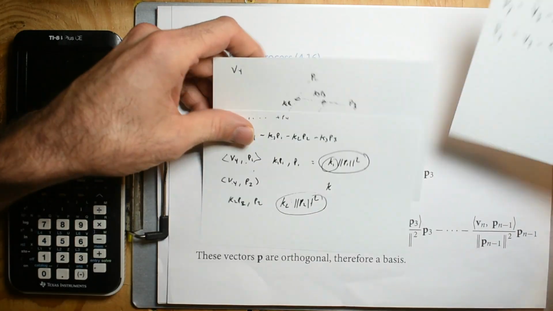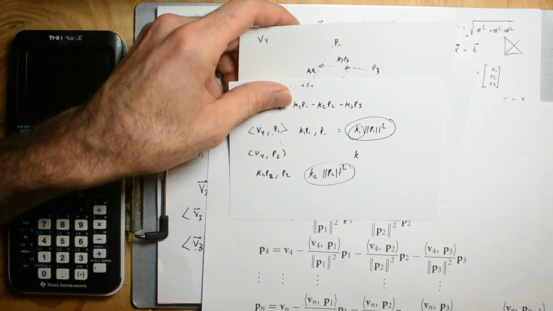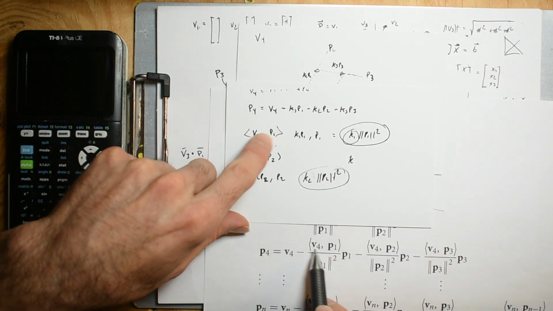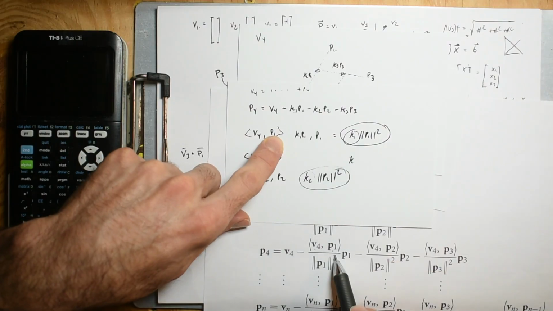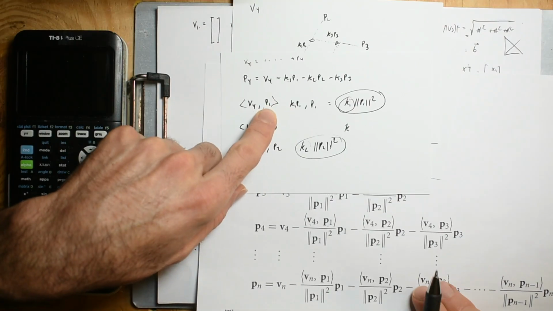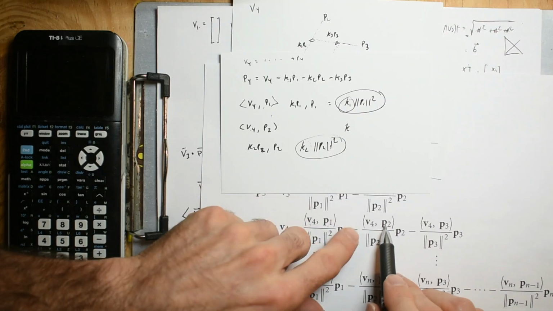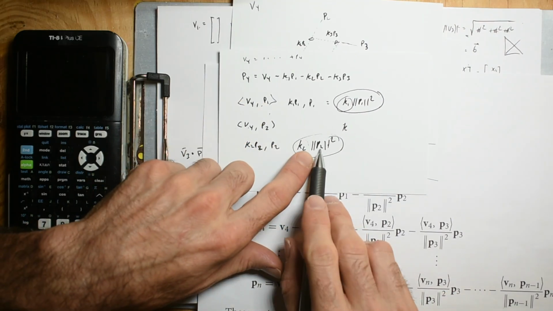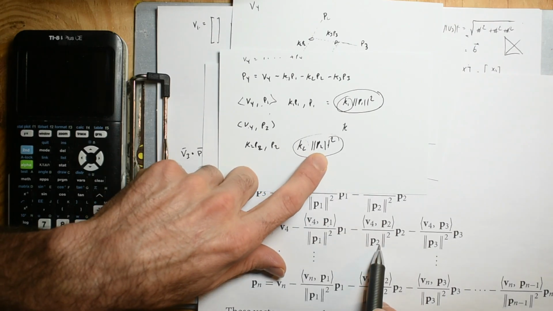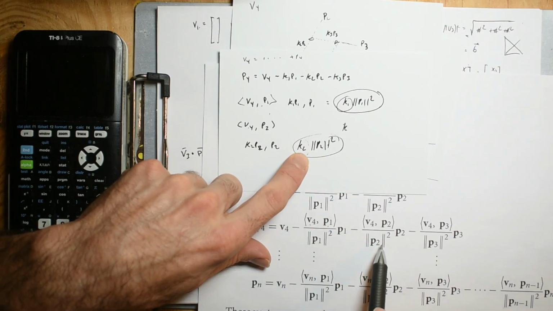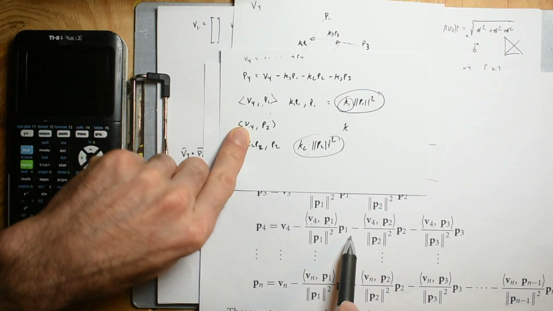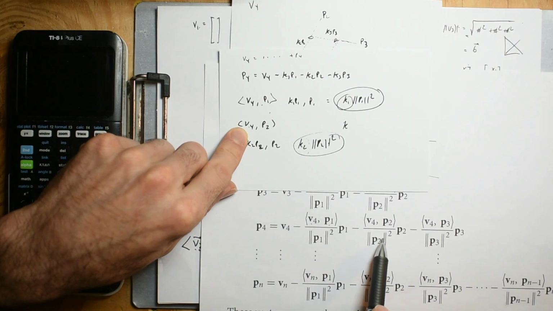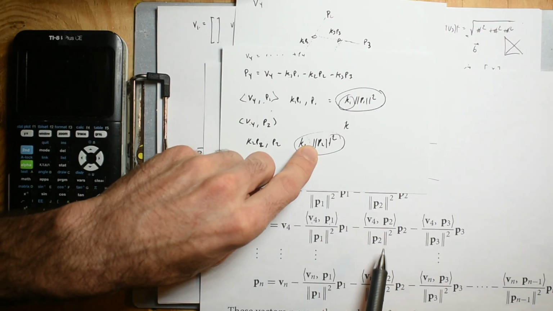That's going to be the Gram-Schmidt for P4. So for this K1 term, it's going to be V4 dotted with P1 divided by P1 squared. And then the K2 term is V4 with P2 divided by P2 squared. So the K2 term is the inner product divided by the magnitude squared.